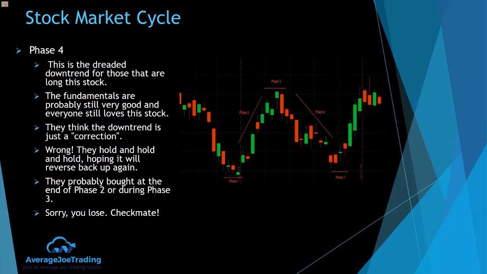Because they ended up buying at the wrong phase. They don't understand these phases. They bought at the wrong point, and then bam, the market just checkmated you. There's nothing you can do. You have to come back and reset the game, put all the pieces back on the board, and go at it again.